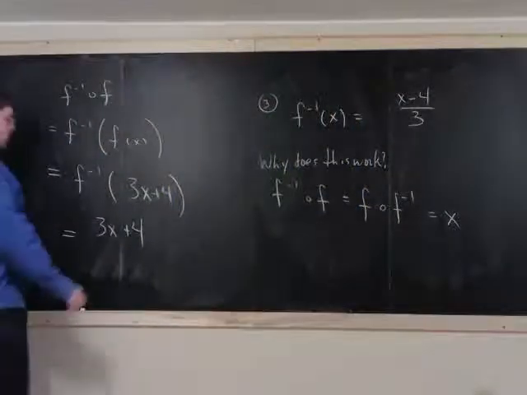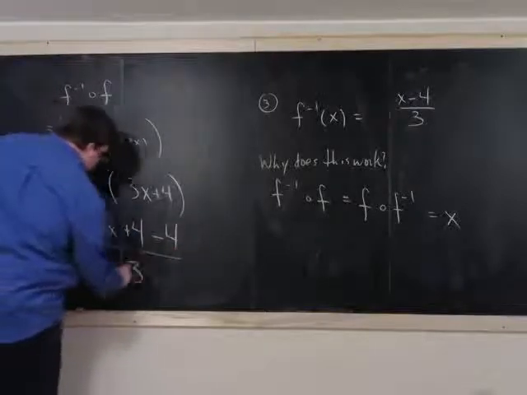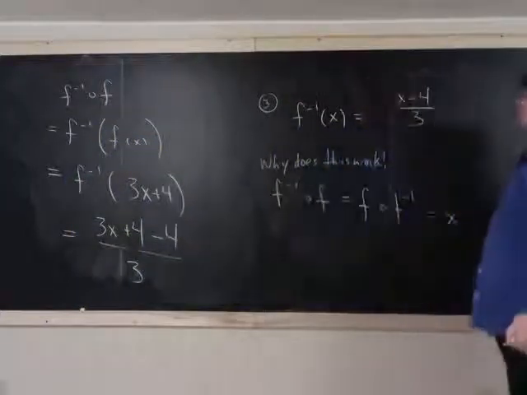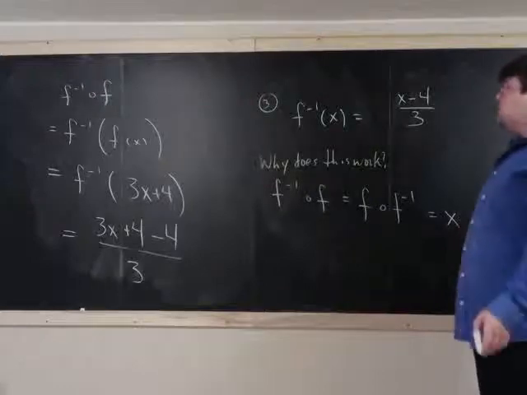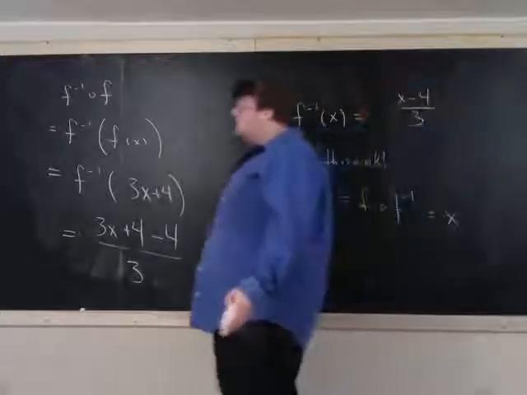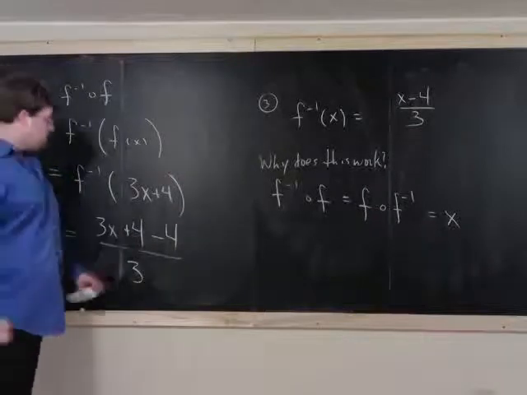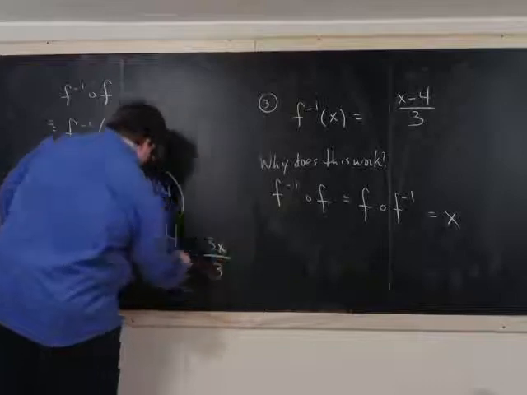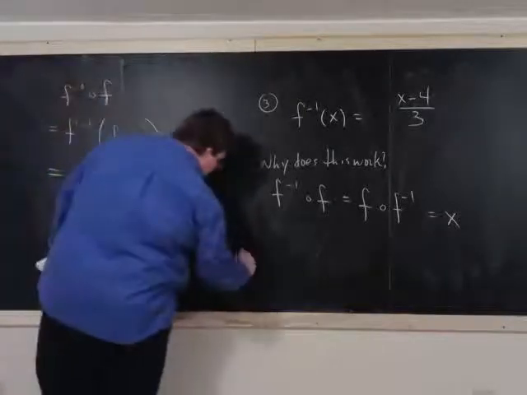So 3x plus 4, and then we still have the negative 4 and the 3. Now we just have to simplify this, and hopefully it'll simplify to x, because we need this to simplify to x in order for this to be the correct inverse. Well, 4 minus 4 is 0. So the top is just 3x, the bottom is still a 3, and those 3's cancel.